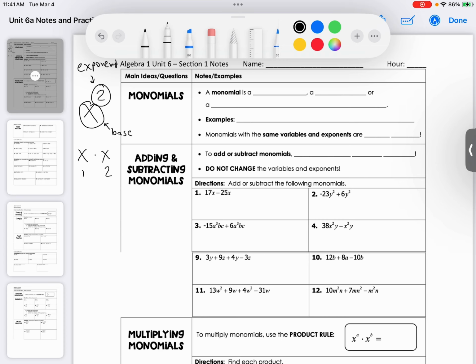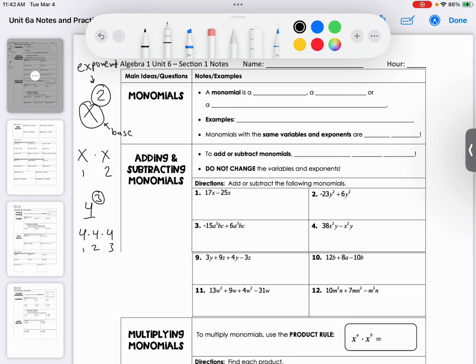1, 2. Or you could do it with a number, like, for example, 4 to the power of 3. This 3 would tell me that there's going to be 3 4s being multiplied together. So 1, 2, 3 4s are being multiplied together. That is what an exponent is. It tells you how many of the base are being multiplied together.